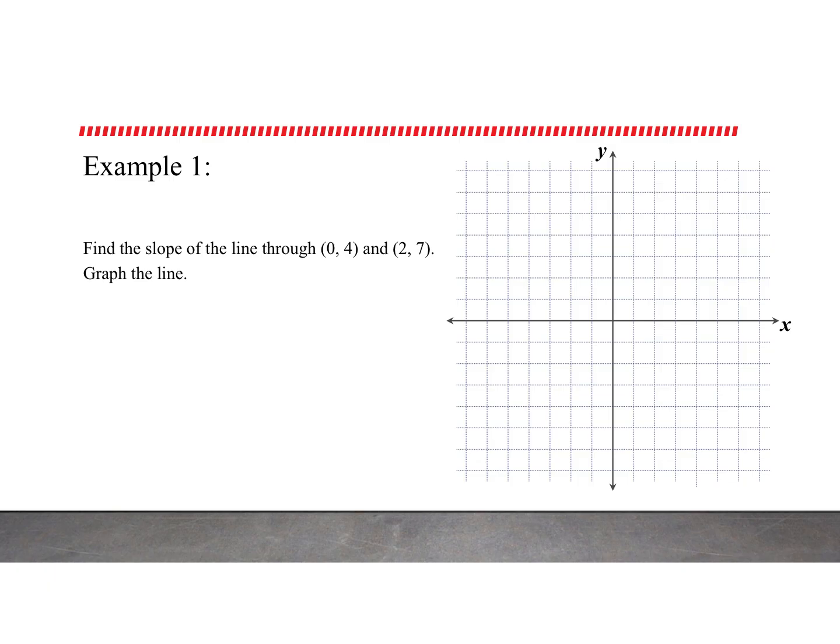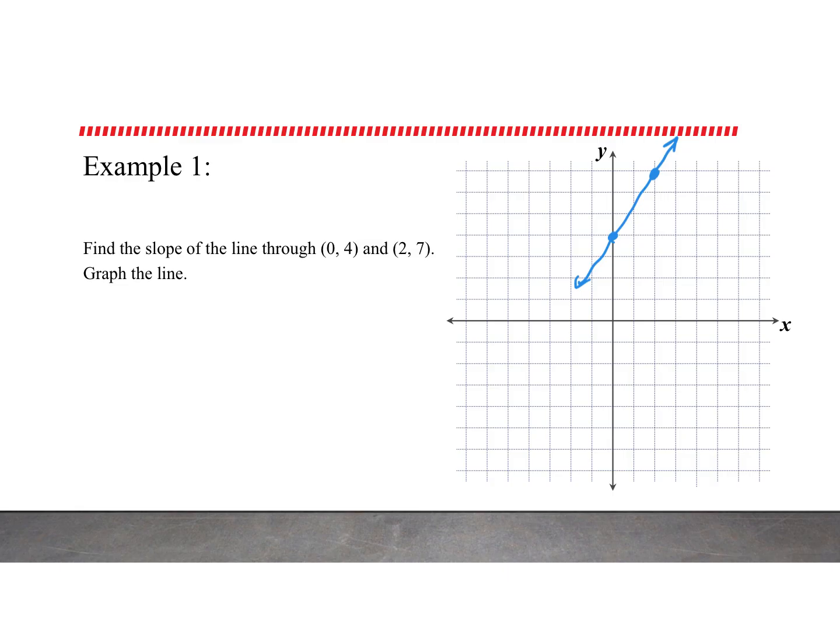So let's try it here with example 1. Find the slope of the line through the given ordered pairs 0, 4 and 2, 7. Then we're going to graph the line. Now we are going to find the slope, but I'm going to go ahead and put these 2 dots on our graph, because in order to graph them, all we need is the ordered pairs. So we can see our line right here. And then we're going to find our slope and make sure that we can see the slope in our line.